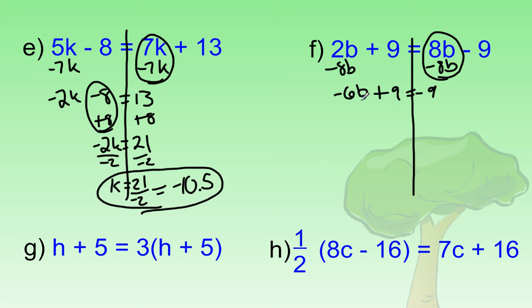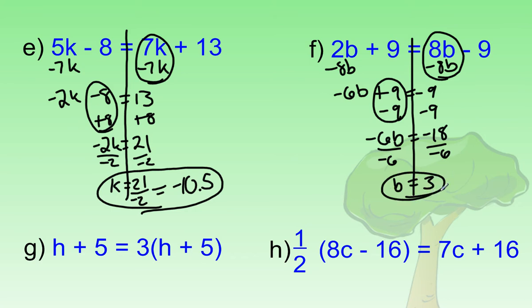All right. Getting rid of this negative 6 will be last, so getting rid of this plus 9 will be first. Minus 9 on both sides. Negative 6b equals negative 18. Divide both sides by negative 6, and b equals 3.